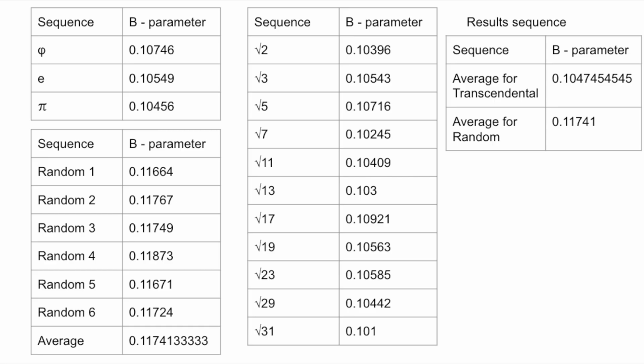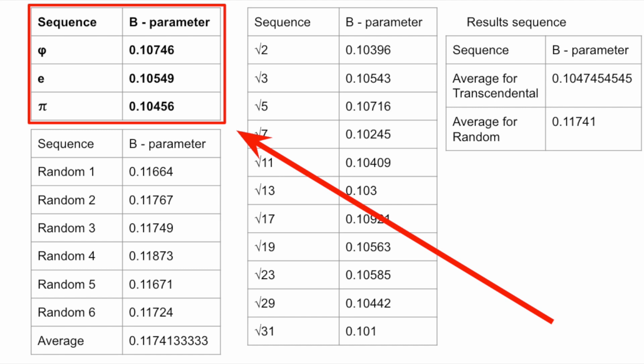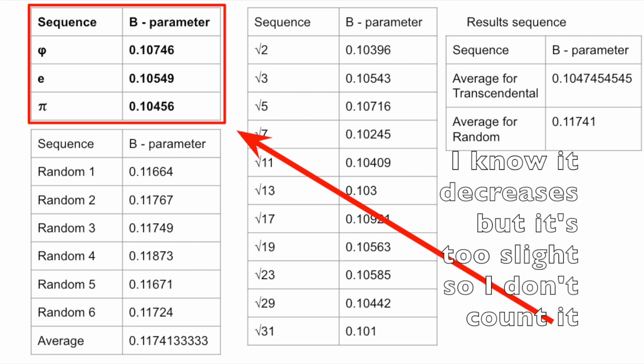Since we're just looking at the b parameter, let's just look at this in a series of neat tables I made. We're going to spend a bit of time on this freeze frame, so let me clarify what we're looking at. Each table has 2 columns. The first column refers to the sequence. The second column shows the corresponding b parameter. Let's look at the top left table first. This top left table shows the b parameter of pi, e, and phi. As you can see, the b parameter is very similar in all 3 and indicates no pattern.